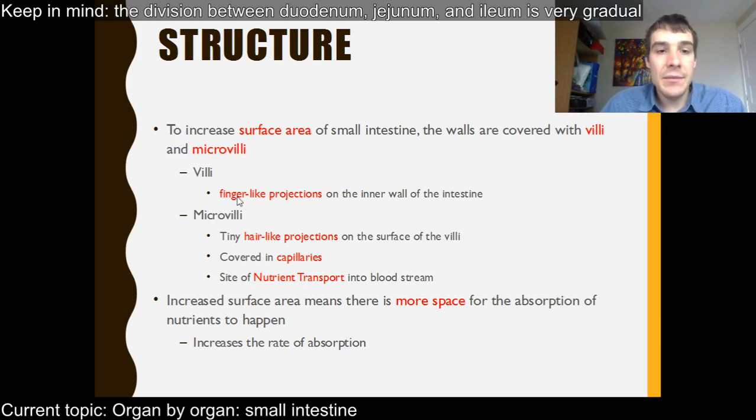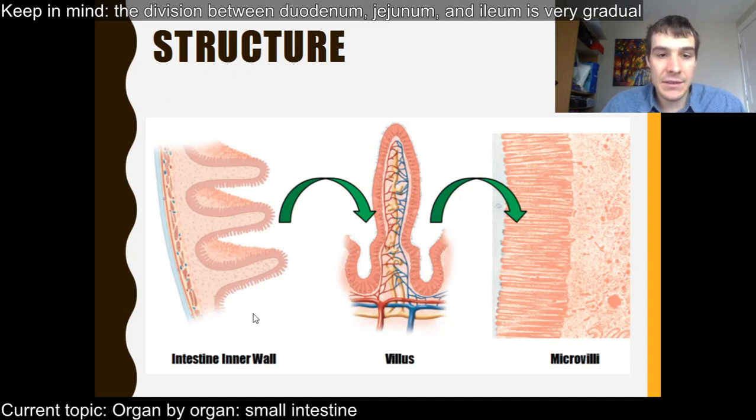These are called villi, which are like fingers, and then microvilli are like fingers on the fingers. So here's a picture of this, right? Here's the intestine wall.